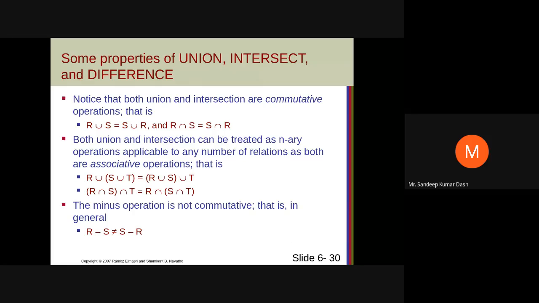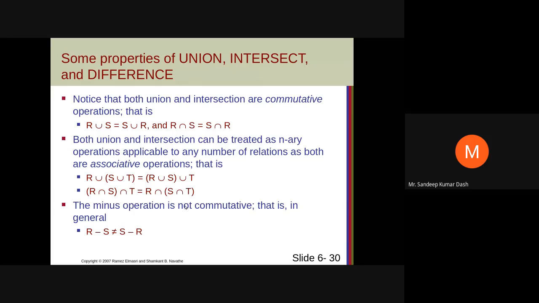Coming to the properties of these operations, union and intersection are commutative. They are also associative. That means R union S will obtain the same result as S union R. R intersection S will obtain the same result as S intersection R. Associative means this will be the same as this one.